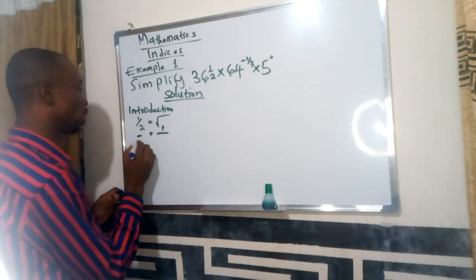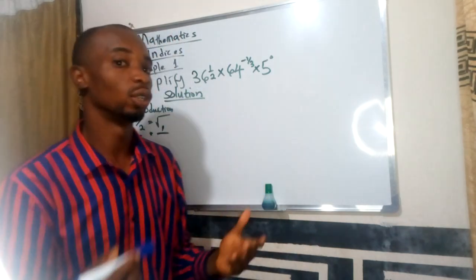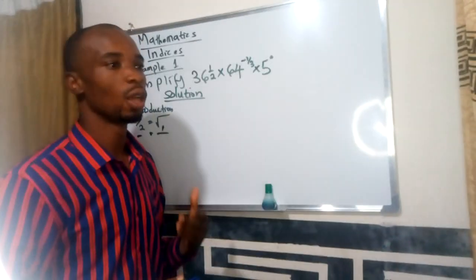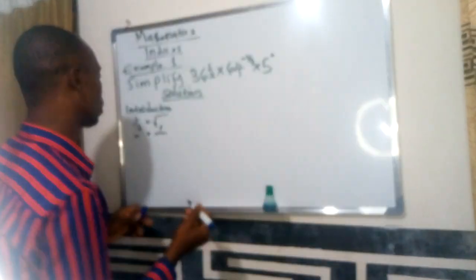And again, any number raised to the power of 0 is 1. You need to know that even if it is 10 million raised to the power of 0, the answer is 1. Okay, so let's move forward.